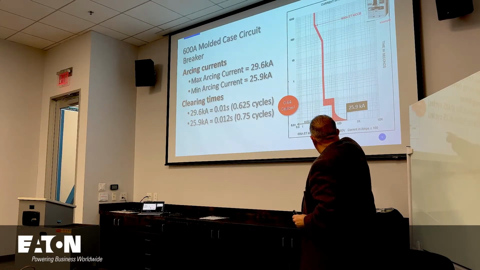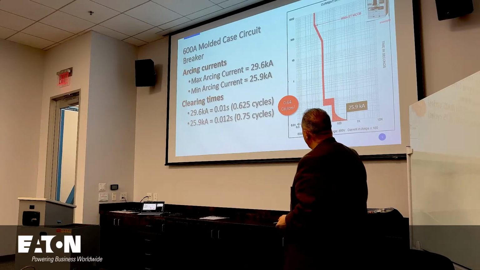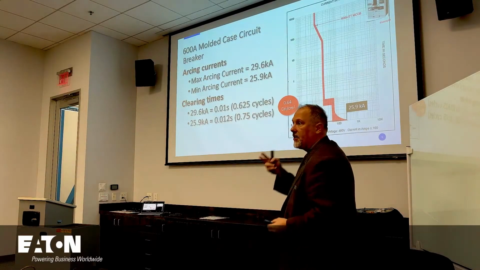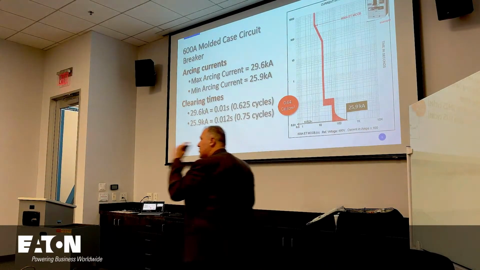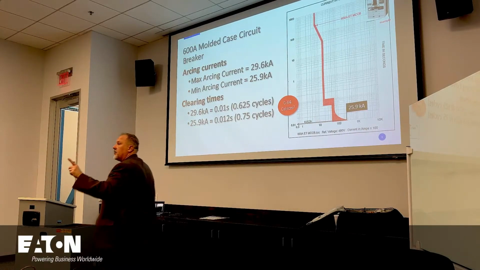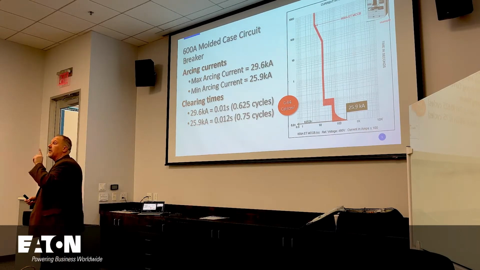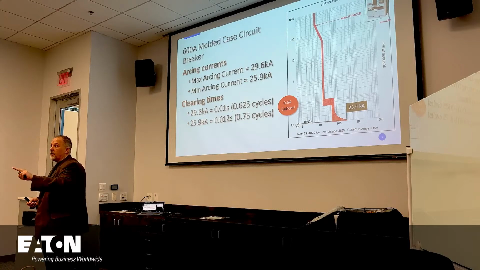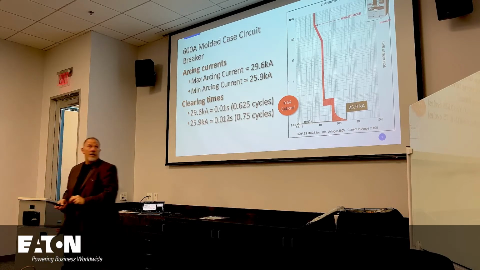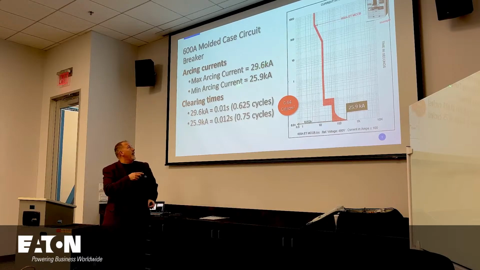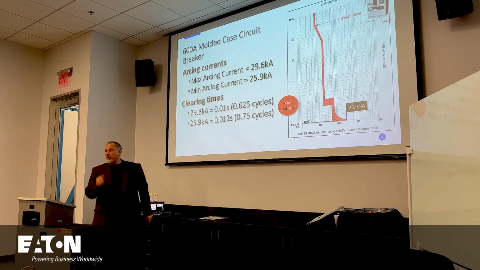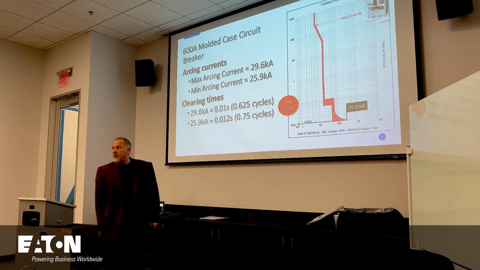I'm at 0.012 seconds on this, and I've got 2 arcing currents. So 1584 has me calculate 2 arcing currents. Very important, especially when you're going to apply 240.87 and 240.67, because both of those code sections are very vague in this regard. I will calculate a higher arcing current and a lower arcing current. Anybody know why?